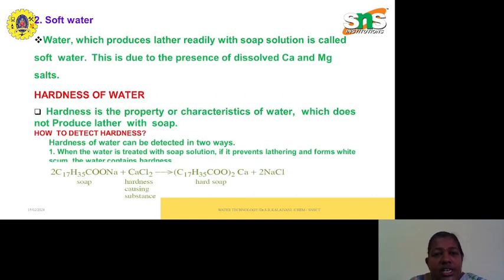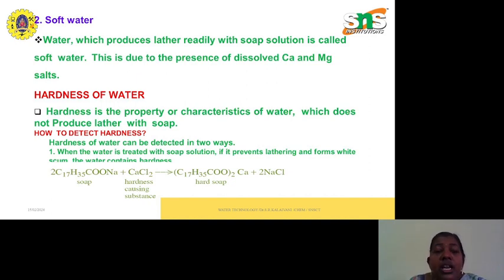Next one is soft water. Soft water means water which produces lather easily. The main reason for soft water is the absence of calcium and magnesium salts. Next one, hardness of water. Hardness is the property or characteristic of water which does not produce lather with soap. How to detect hardness? Actually, hardness can be detected in two ways. One is the soap treatment method, another one is the eriochrome black T method. The ordinary soap treatment method is one of the best methods to detect hardness in our domestic field.